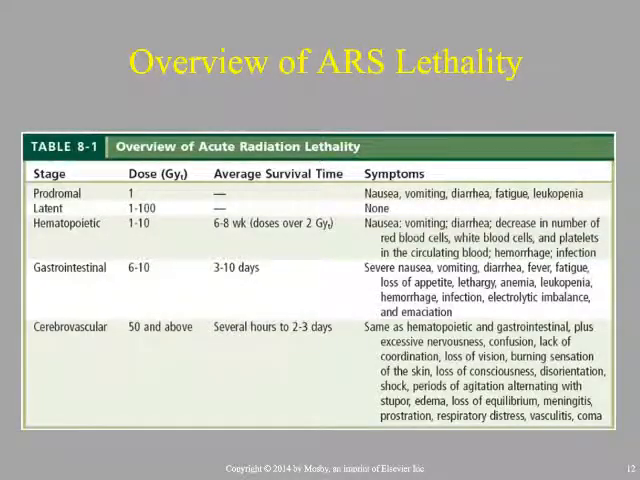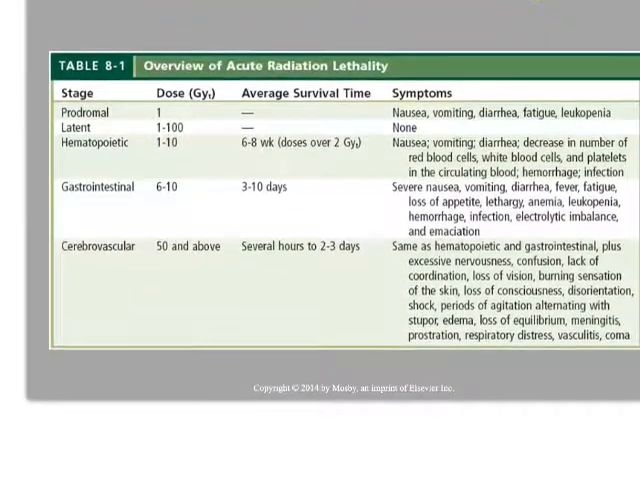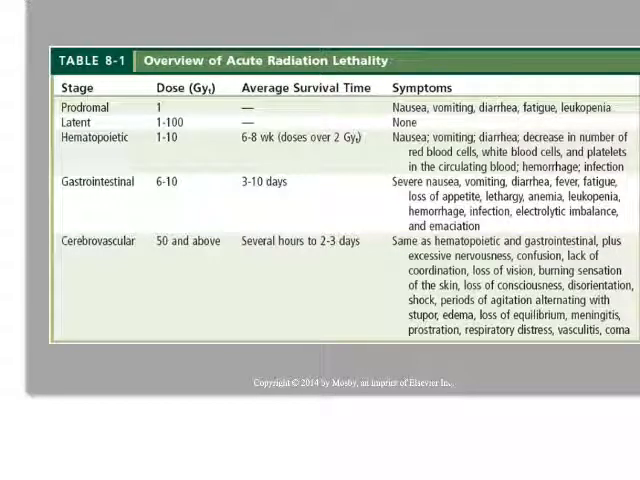So let's look at kind of an overview of how these stages map onto different dose amounts. So we've said with 1 gray, we could see any of the nausea, vomiting, diarrhea, fatigue, leukopenia, which is just decreased white blood cell count, or nothing at all. There are some people who are fairly radio resistant as individuals, and they do better. In fact, women as a whole, when it comes to whole body doses, women are more radio resistant than men. Why that is, no one knows. In doses in excess of 1 gray, we will see a latent period where nothing happens.